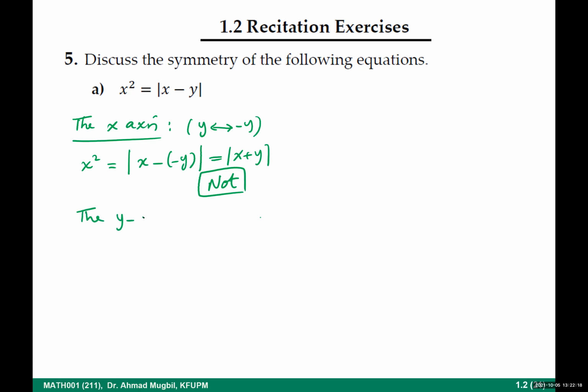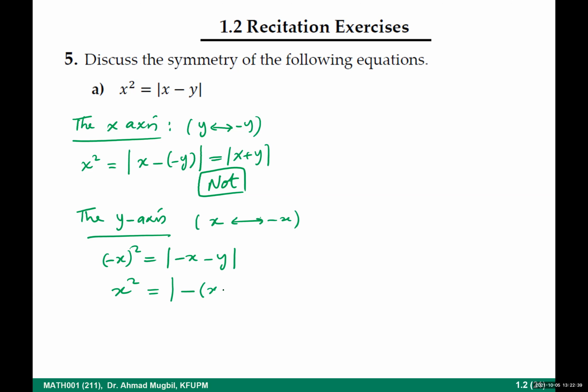The y-axis. What will we do? We will replace x by negative x. So it becomes negative x all squared equals the absolute value of negative x minus y. Negative x squared is x squared. And here we have negative 1 times x plus y, the absolute value of negative x plus y. We take negative 1 as a common factor. So this is x squared equals the absolute value of x plus y.